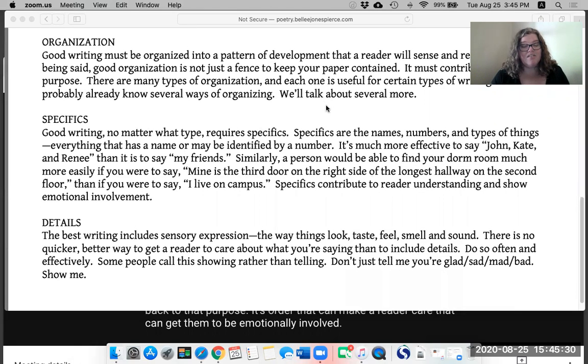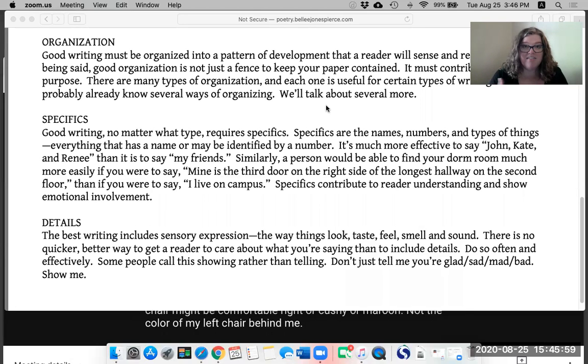Specifics and details are the final 2 fundamentals, and I'll just talk about them together. Specifics are names of things, types of things, numbers of things. And details have to do with sensory input, like how something feels. Like a computer that's metal might be cold. A chair might be comfortable, right? Or cushy, or maroon. That's the color of my desk chair behind me.